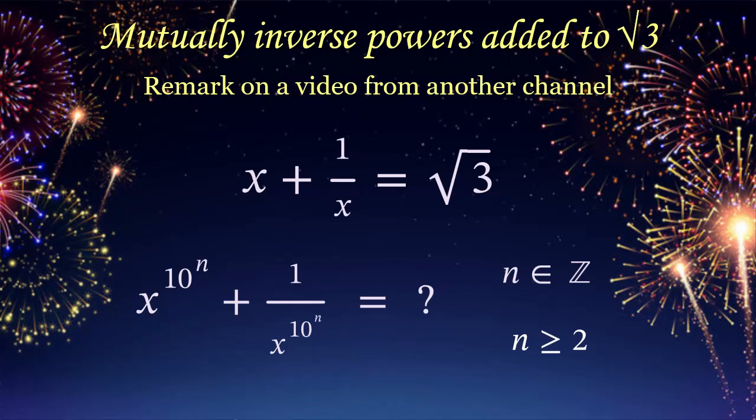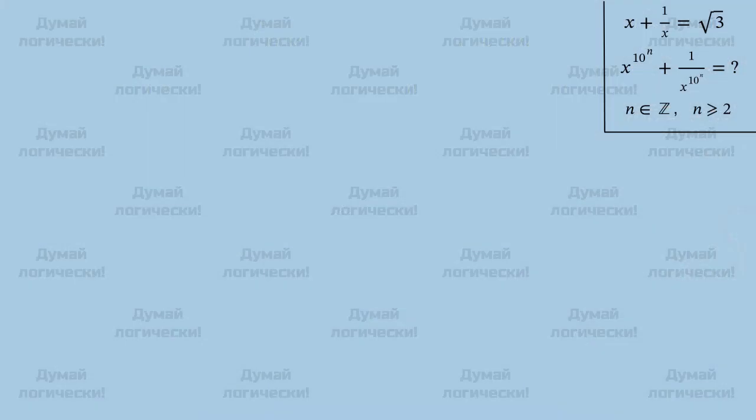Someone probably noticed that the given equation is not as straightforward as it appears to be. To start with, x is of course non-zero. Moreover, for a negative x, the left-hand side of the given equation becomes negative and cannot be equal to square root of 3. Therefore, x must be positive, and so is 1 over x.